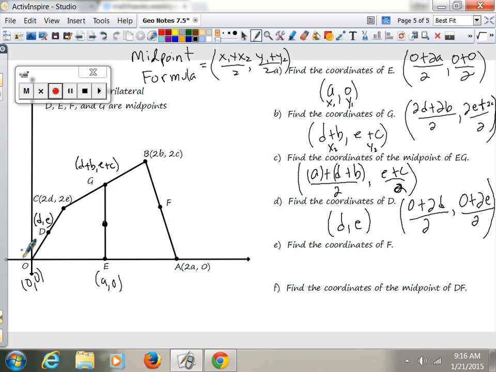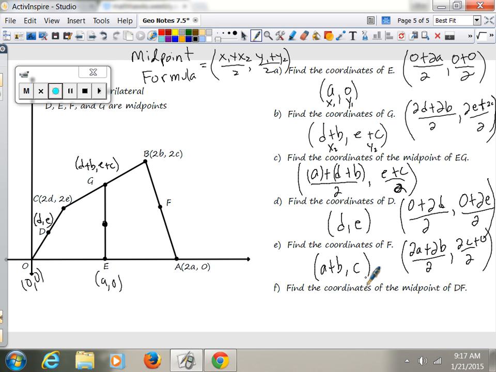Okay, point F. Point F is the midpoint of A and B, so we'll put 2A plus 2B over 2, and 2C plus 0 over 2. So I can take out the 2's here and cross them out. So I'm just going to end up with A plus B. A plus B is my x coordinate. 2C divided by 2 is just C.